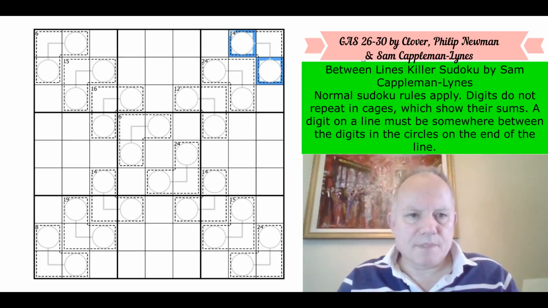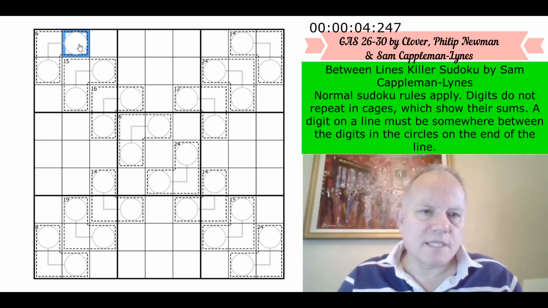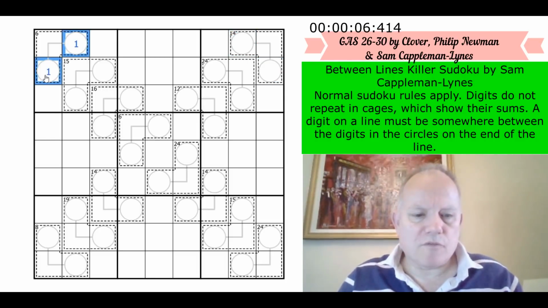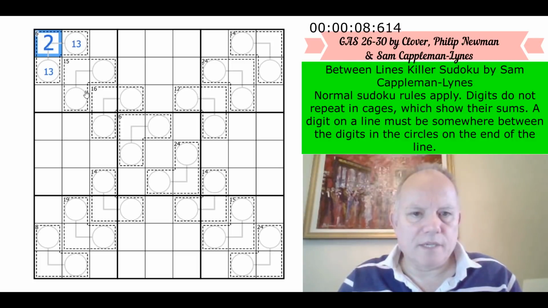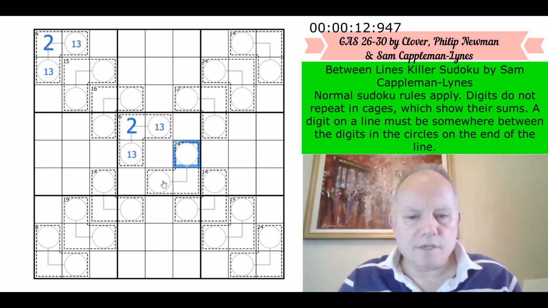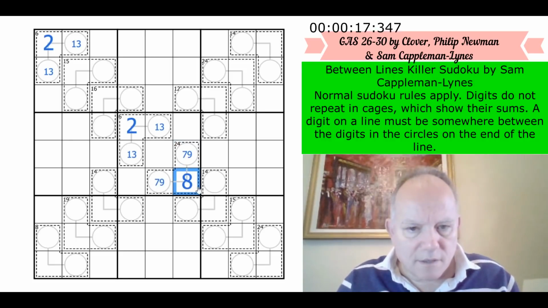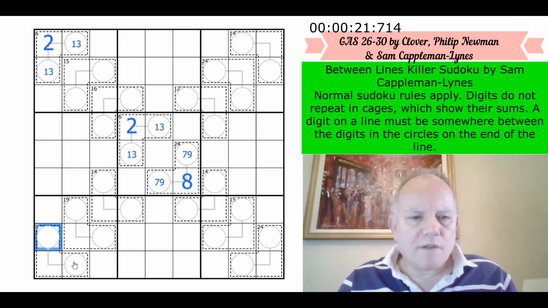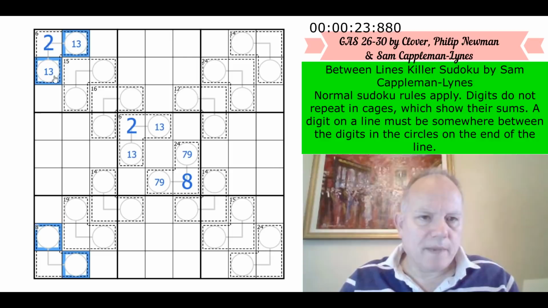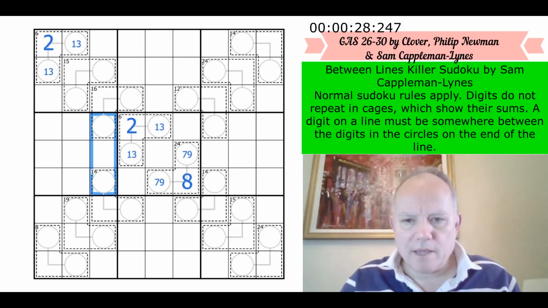So this is Sam's between lines. Oh, right. In a 6 cage, obviously 1 and 3 are in the circles and 2 is in between. So there's another one. 2, so 7 and 9 on the outsides. Where a cage's numbers are known, that is quite helpful. So one of those has to be a 1, which matches up with one of those. And means there's a 1 somewhere here for column 3.